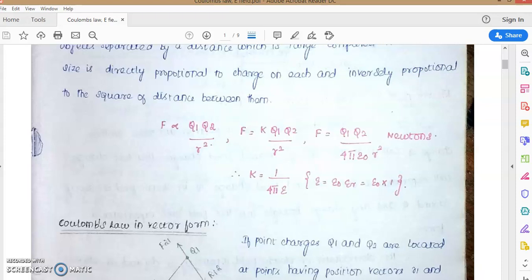This proportionality is replaced by the constant K, that is F is equal to K into Q1 Q2 divided by R square, where K is the constant 1 by 4 pi epsilon, where epsilon is equal to epsilon naught into epsilon R. Epsilon naught is the permittivity of free space, and epsilon R is the relative permittivity of air. We know that the value for air is 1, so epsilon is equal to epsilon naught. Substituting into the above equation, F is equal to Q1 Q2 divided by 4 pi epsilon naught R square, whose unit is Newton.